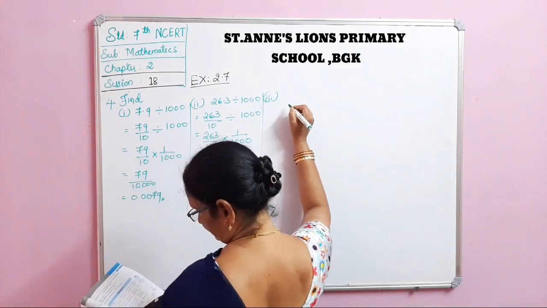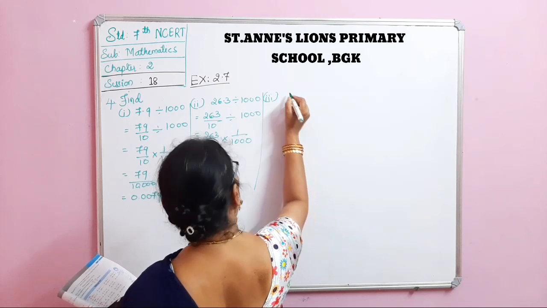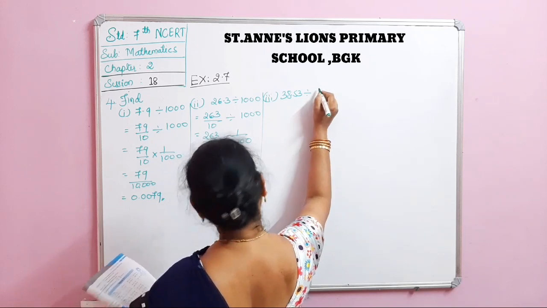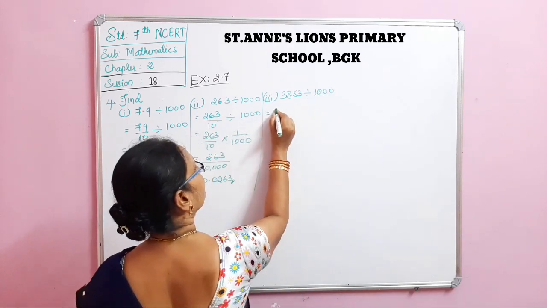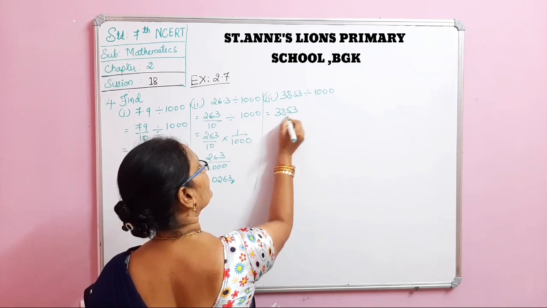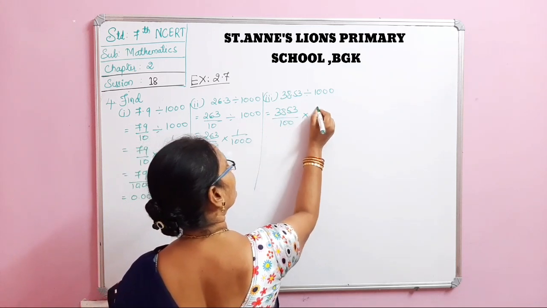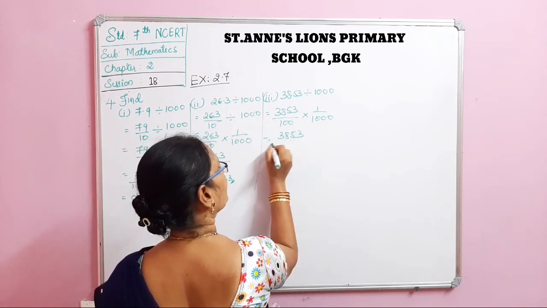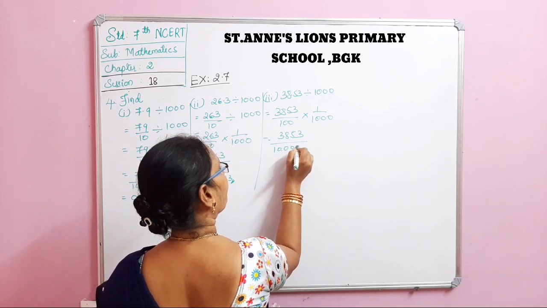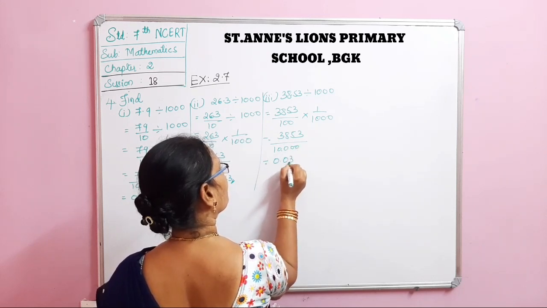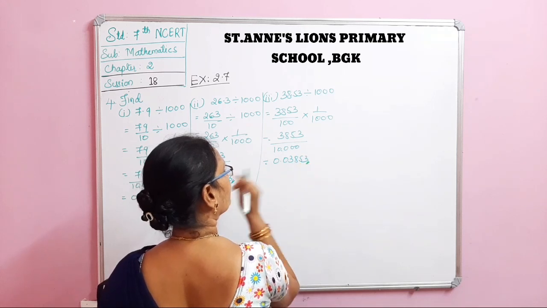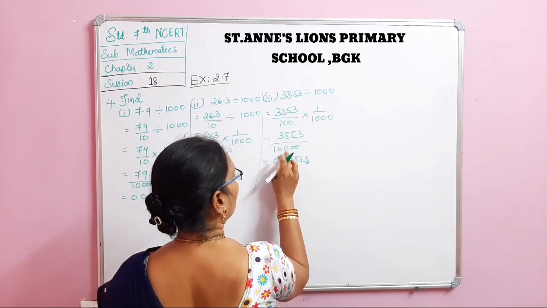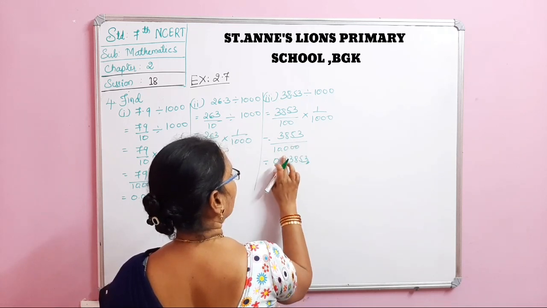Next, third one. 38.53 divided by 1000, that is 3853 by 100 into 1 by 1000. So 3853 by 10,000. After 10,000 means 4 places. Here the point will come.